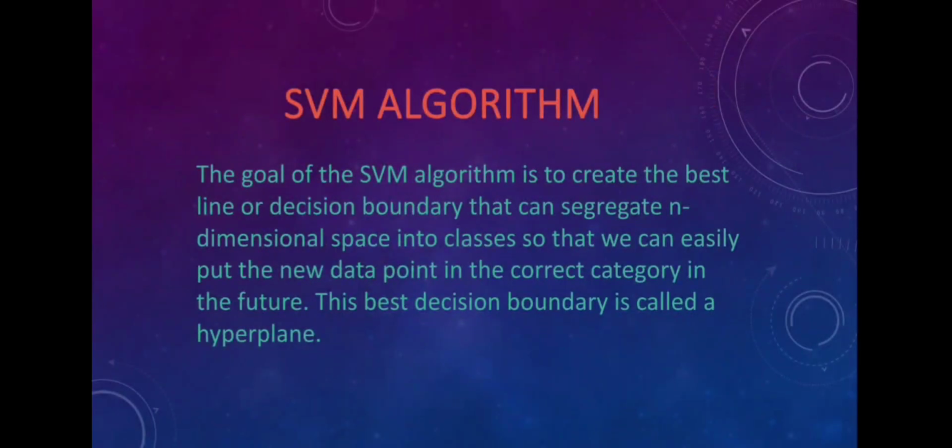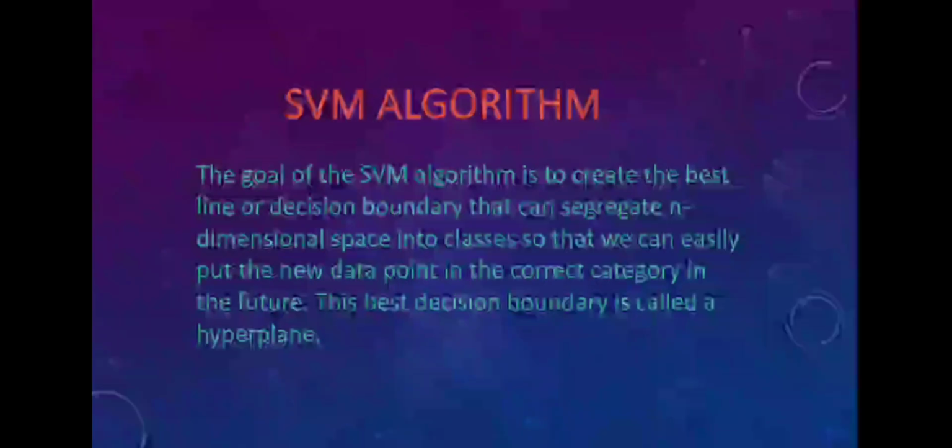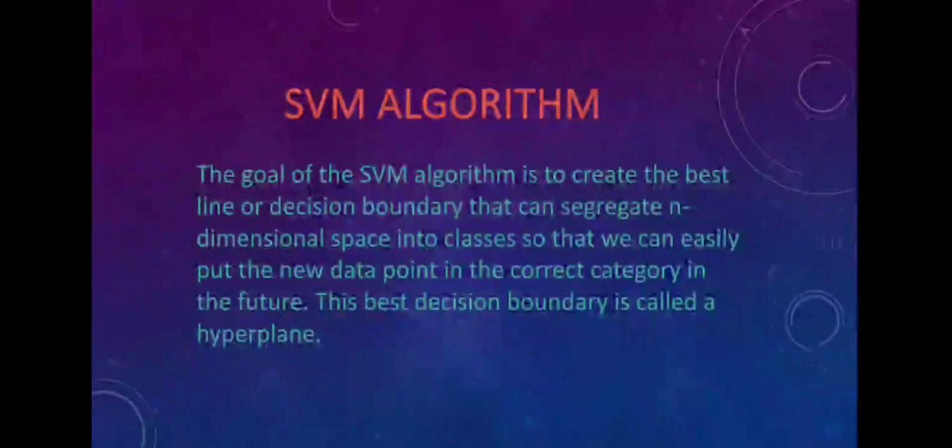SVM algorithm. The goal of the SVM algorithm is to create the best line or decision boundary that can segregate n-dimensional space into classes so that we can easily put the new data points in the correct category in the future. This best decision boundary is called a hyperplane.